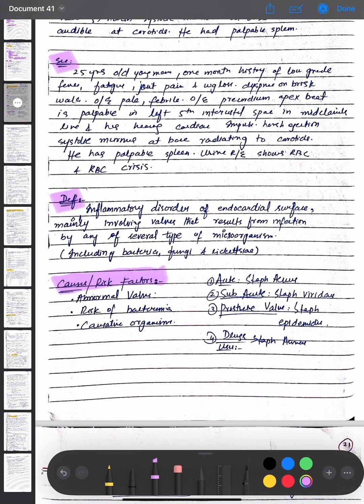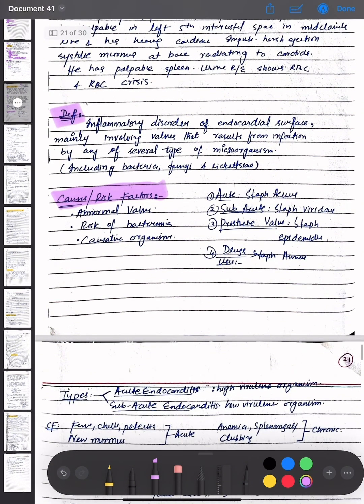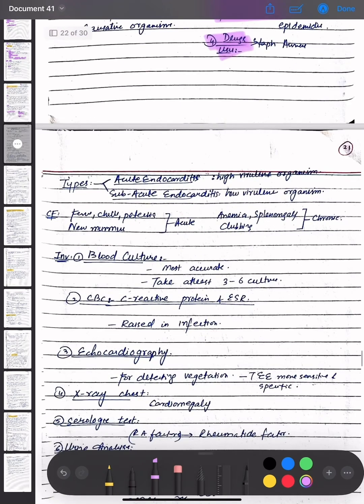The acute risk factors are Staph aureus, subacute is Staph viridans, and prostatic valve is Staph epididymitis, and drugs are Staph aureus. Now, the types are acute endocarditis and subacute endocarditis. The acute endocarditis is due to high virulence organism, and subacute endocarditis is due to low virulence organisms. Now, the clinical features are fever, chills, fatigue, and new murmur. These are the acute clinical features, and the chronic clinical features are anemia, splenomegaly, and clubbing.